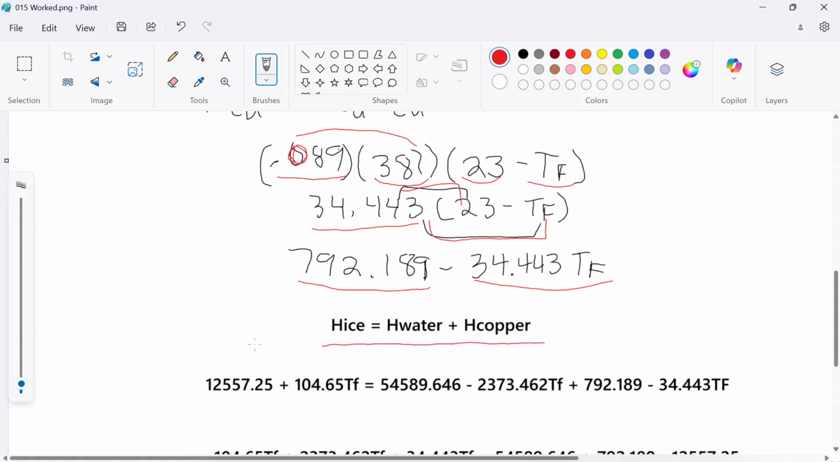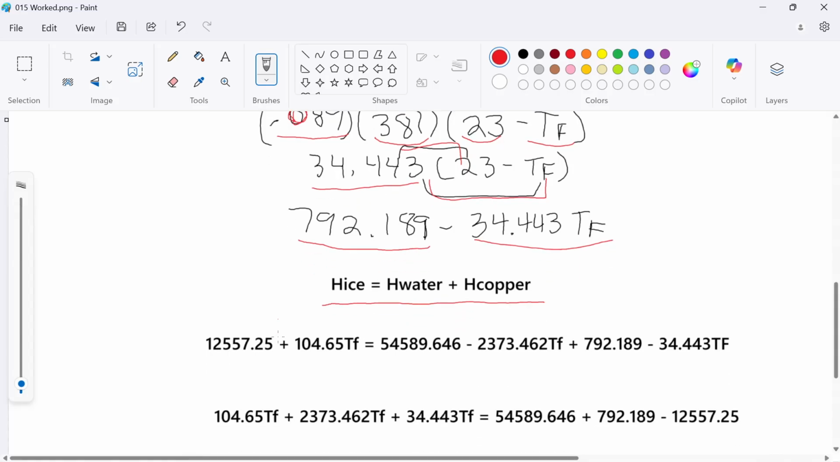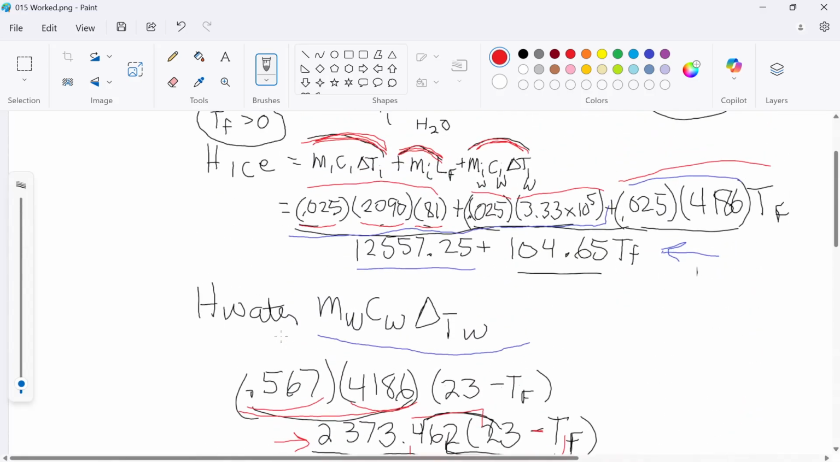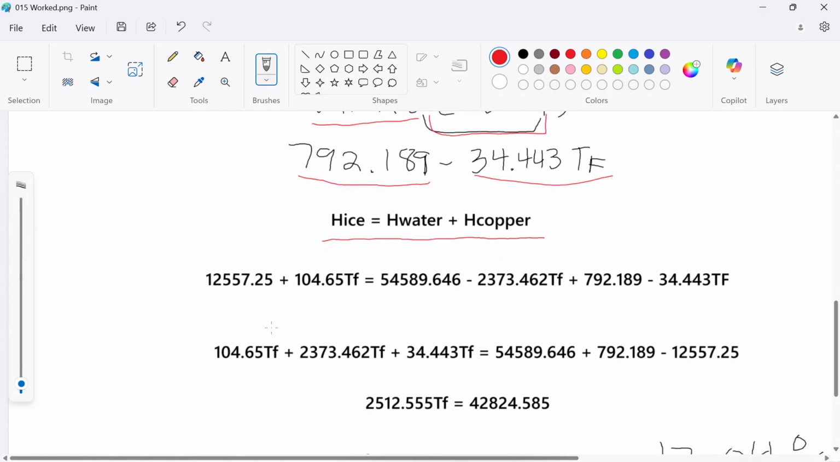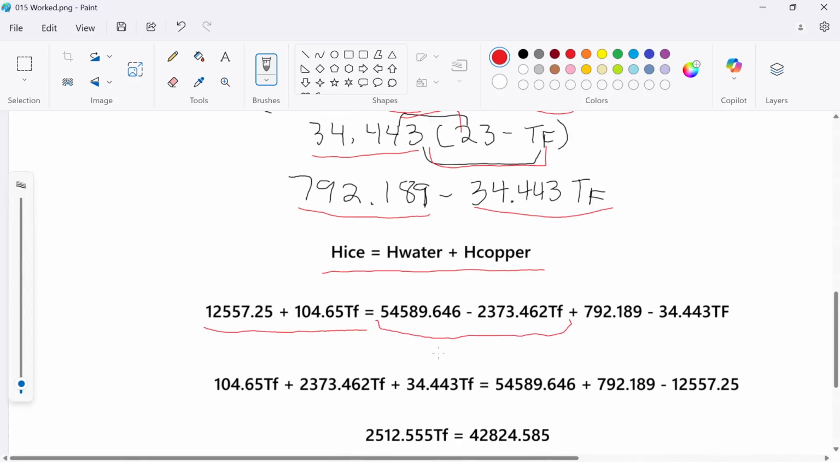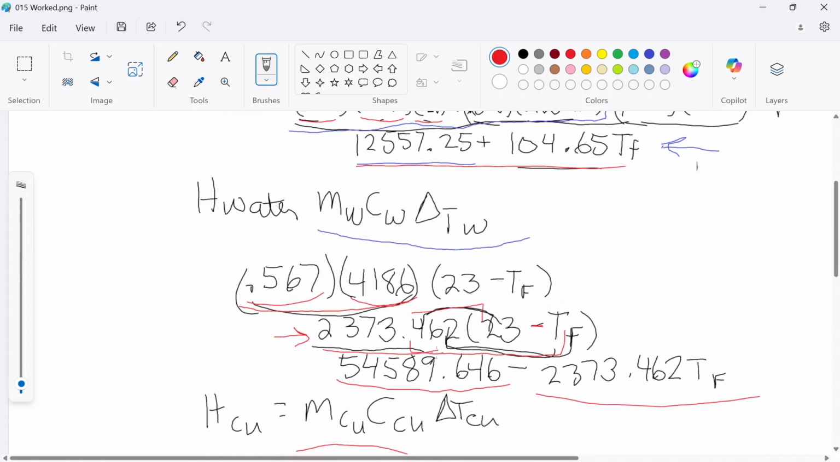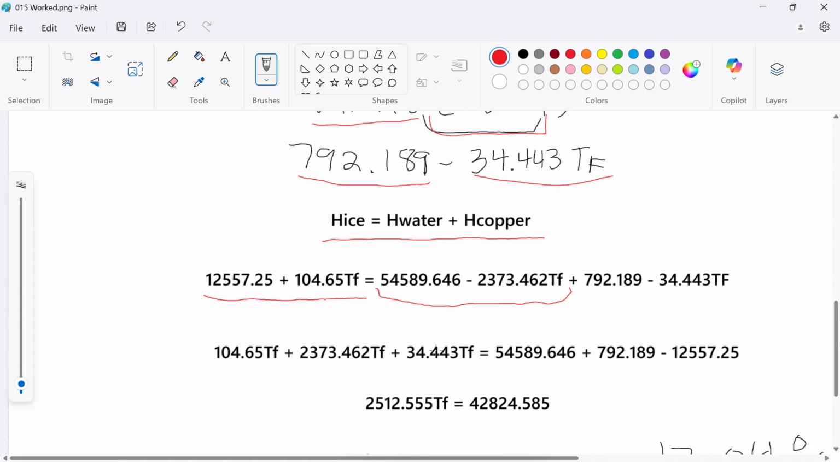The heat gained by the ice is going to be the heat lost by the water plus the heat lost by the copper. And now I'm just plugging in these numbers. The heat gained by the ice is this part. So that's this part. 12557 plus 104.65 final temperature equals the heat lost by the water, 54,589, plus the heat lost by the copper.